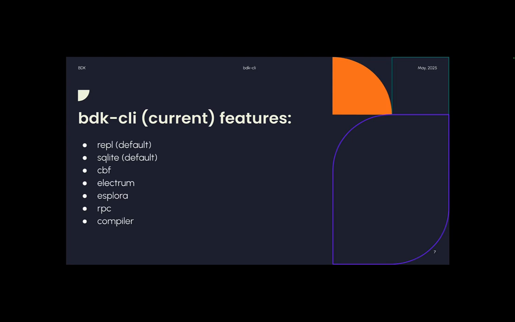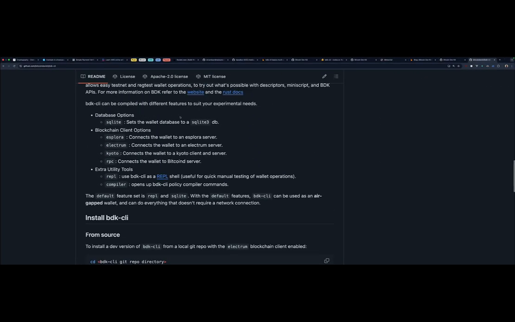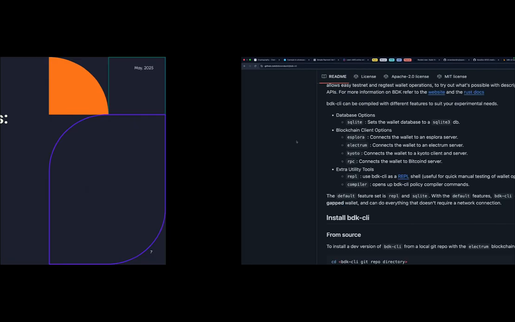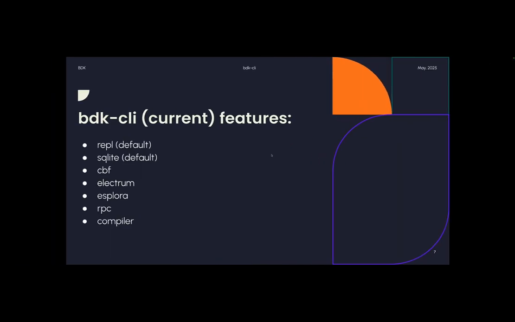Then we have the CBF feature. CBF means compact block filter, and it is built upon the BDK library. The BDK library extends the Kyoto library, which is an implementation of BIP 157 and 158 that defines how light clients can interact with the blockchain, connect to nodes, and pull transaction information in a private way.